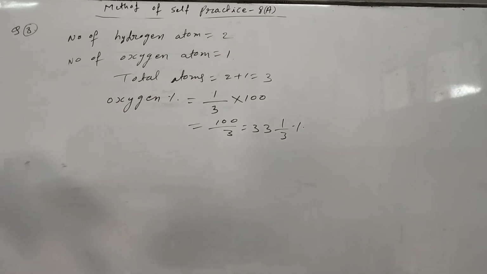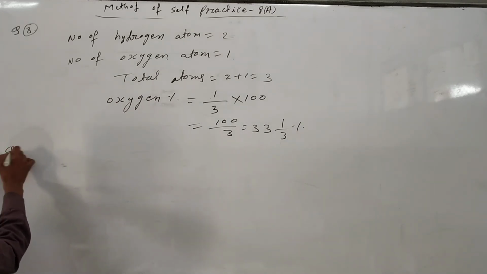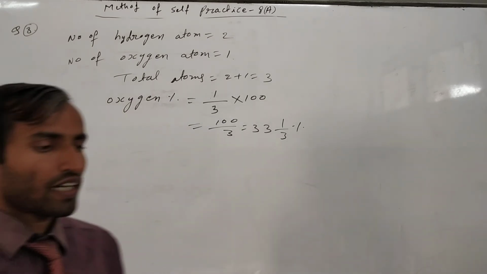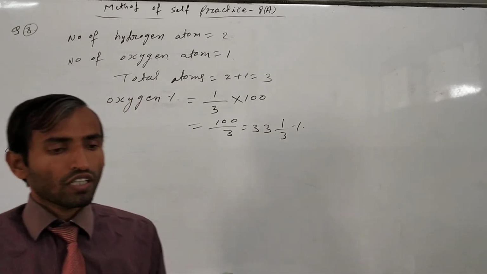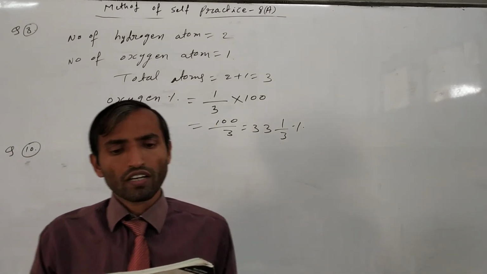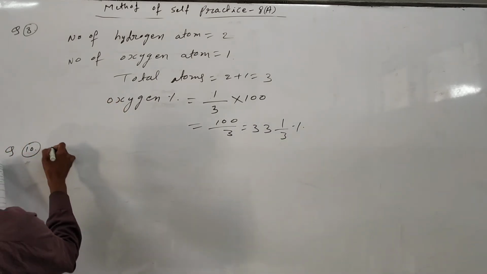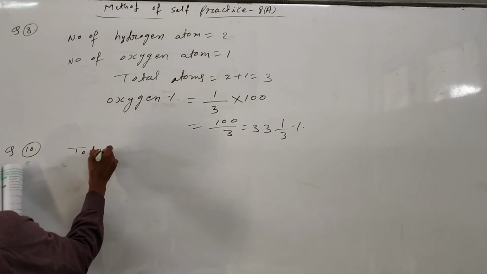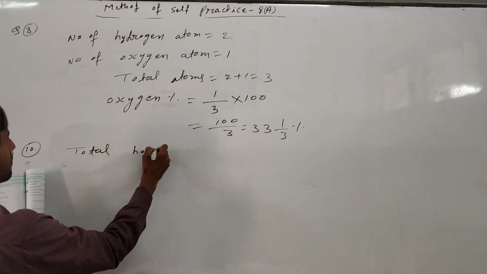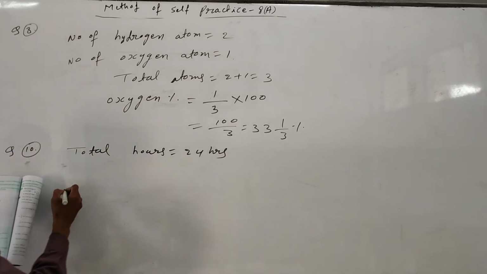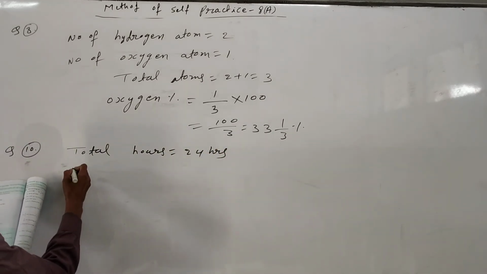Okay, question number 9, I have left for you. Question number 10 I will solve. Just try question number 9 yourself. Okay, Prashant spent 4 hours a day for his self-study. For a day, total hours is 24. And in these hours, he is spending time on some activities.